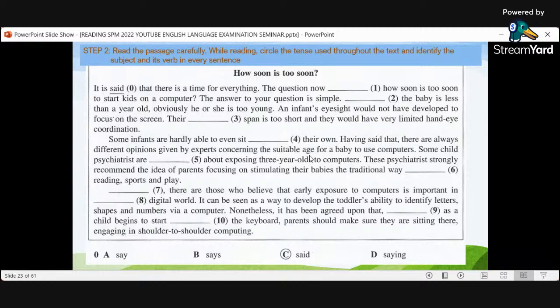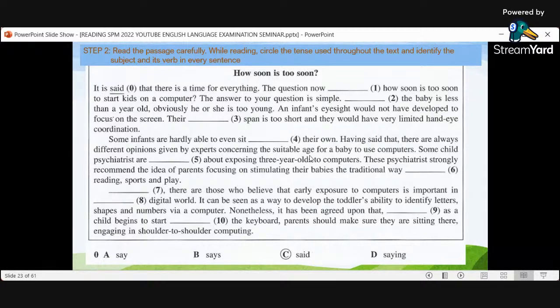All right. The baby is less than a year old. Obviously, he or she is too young. An infant's eyesight would not have developed to focus on the screen. Their attention span is too short and they would have very limited hand-eye coordination. Some infants are hardly able to even sit on their own. Automatically, I know what the answer is, because you use such phrasal verbs always.